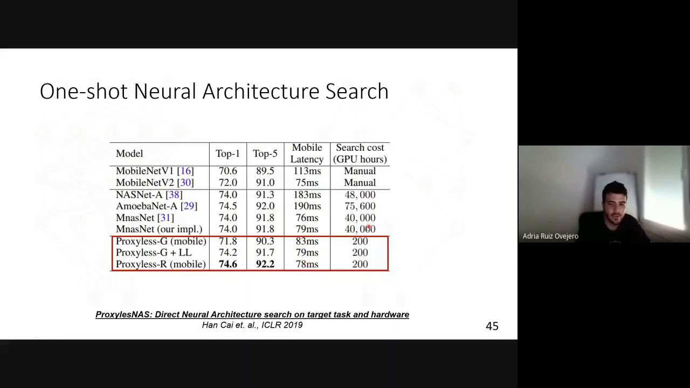But what is important to see is that the cost in terms of GPU hours to explore the search space and optimize the architecture is much bigger in the case of the controller-based search. So you see here 40,000 GPU hours, which is absolutely crazy. But with ProxylessNAS or with one-shot architecture search, we can optimize architectures using, for example, 200 GPU hours, which is much more feasible. It's still not affordable for everyone, but it's still much more feasible.